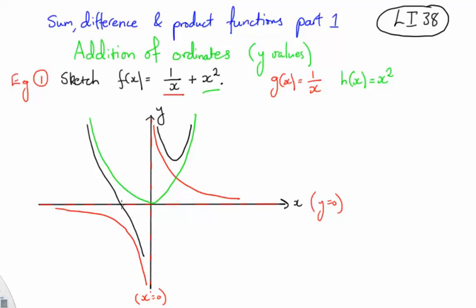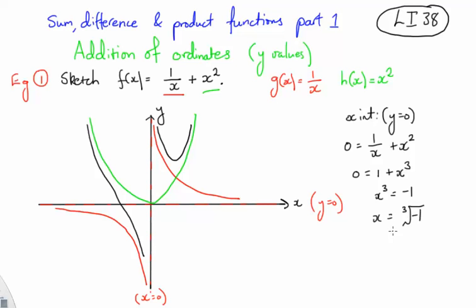Alright, well, how do we find that x-intercept there? We make y equals 0. Let's find the x-intercept. x-int, y equals 0, 0 equals 1 on x plus x squared. Well, we can multiply everything by x, so that gives us 1 plus x cubed. x cubed equals minus 1. x equals the cubed root of minus 1, and there's only one cubed root of minus 1, and that's minus 1. So we have minus 1, 0 here.